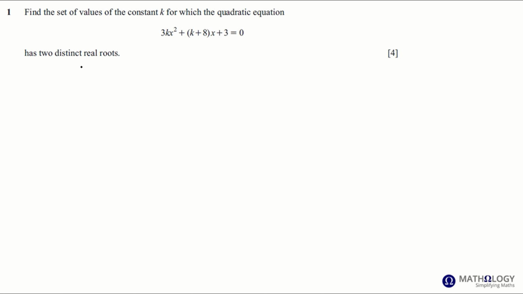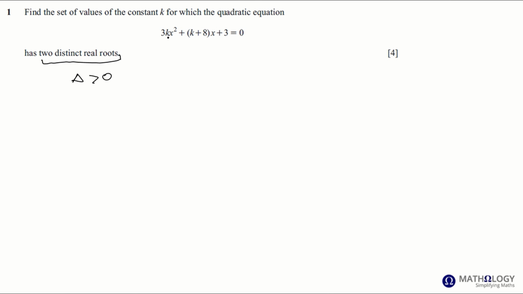Question 1. Find the set of values of the constant k for which the quadratic equation 3kx squared plus (k plus 8)x plus 3 equals 0 has two distinct real roots. Okay, the fact that they are referring to the roots of the equation and two distinct roots means that the discriminant delta for this quadratic equation is greater than 0.